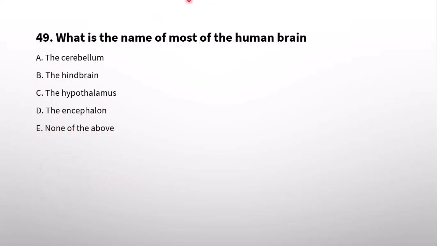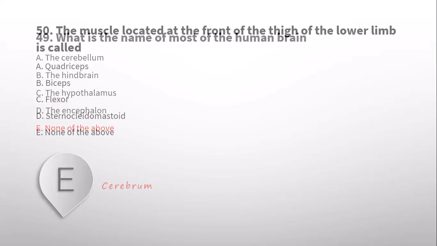49. What is the name of most of the human brain? Cerebellum, hindbrain, hypothalamus, encephalon. None of these. It's the cerebrum, the largest part. It's like that big umbrella top in the brain, the cerebrum.